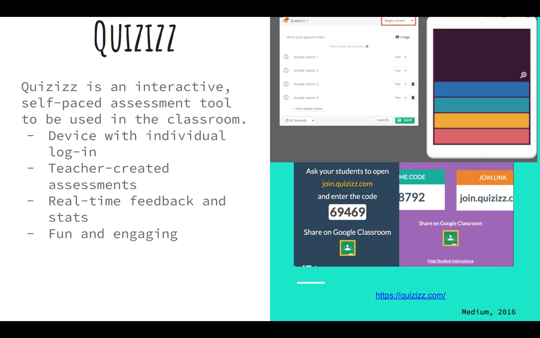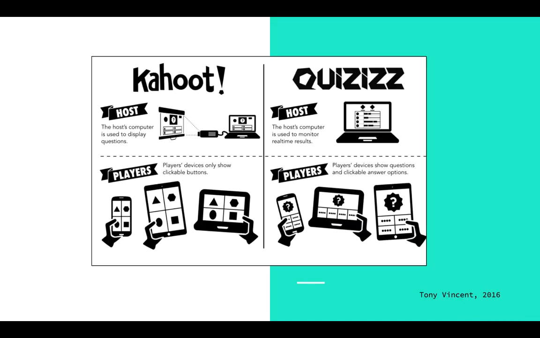Quizizz is like Kahoot in many ways. It is an interactive and self-paced assessment tool. So the difference between Kahoot and Quizizz is self-paced. So students will read the questions and participate on their own compared to Kahoot while they're in a competition together. So again, like Kahoot, they need a device with a login. The teacher will have to create the assessment ahead of time. Students will receive feedback and statistics. The teacher's computer displays the statistics throughout, and it's also a fun and engaging tool.